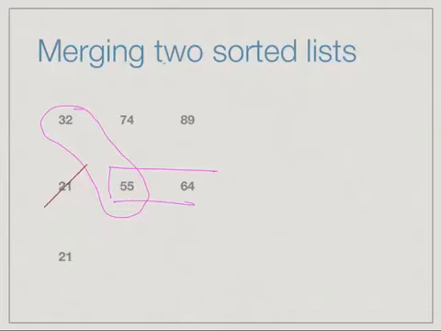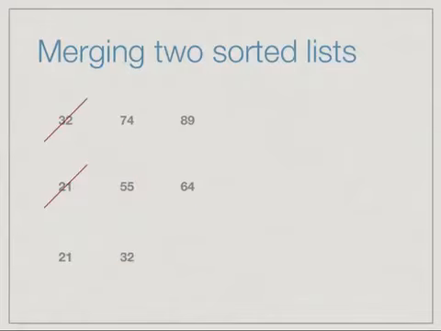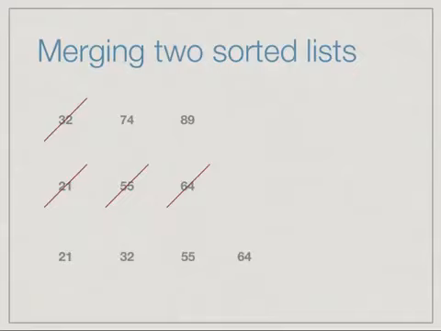Among these two, 32 is smaller, so we will move 32. Now 55 is the smaller of the two at the head. Now 64 is the smaller of the two at the head. Notice we have reached a situation where the second list is empty. So since the second list is empty, we can just copy the first list as it is without having to compare anything because those are all the remaining elements that need to be merged.